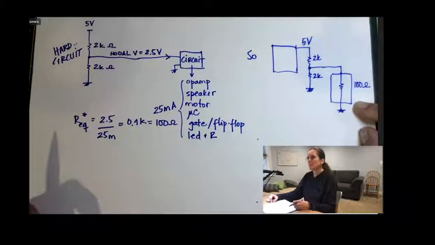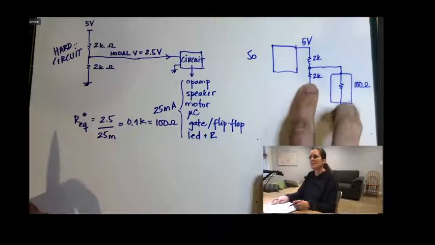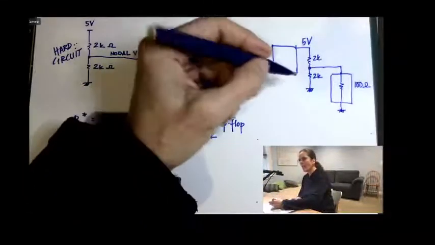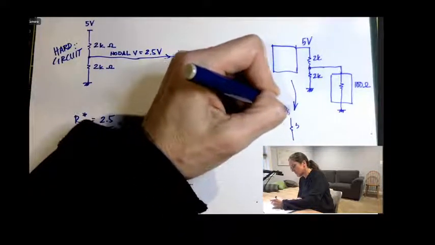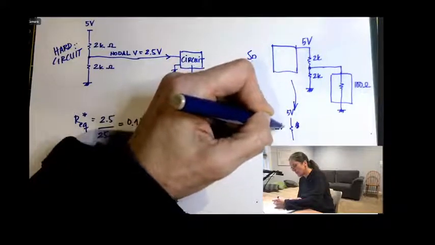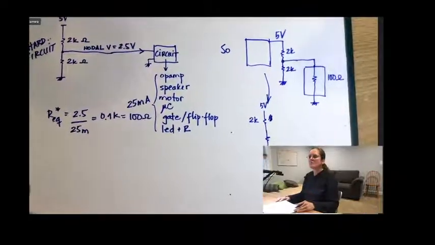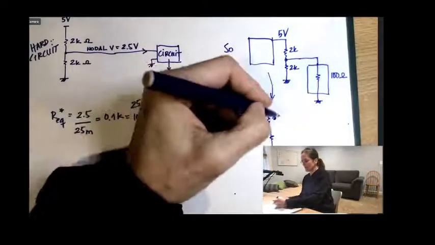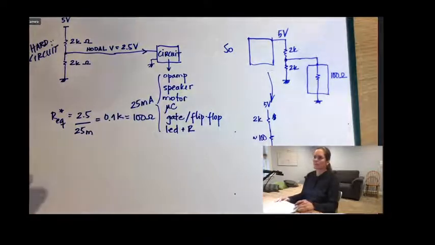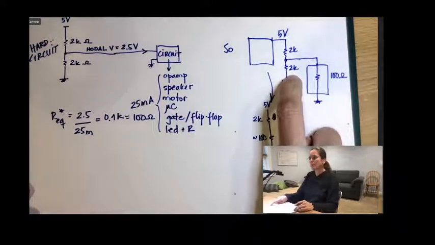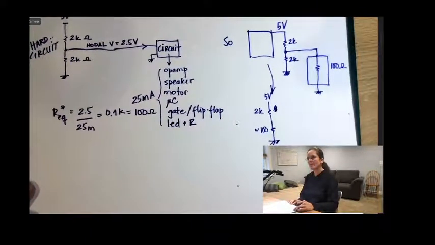As soon as I put this 100 ohms here, the equivalent circuit immediately becomes this 2K in parallel with the 100 ohms. And this circuit goes then to 5 volts, 2K, and then a resistance that is less than 100 ohms, but it's more or less 100 ohms. It's really 100 times 2K divided by 2.1. It's more or less 100. And I'm writing ground here.